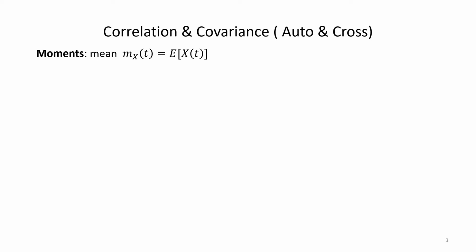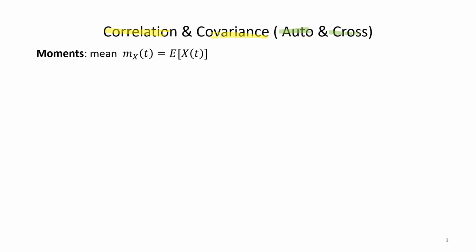We can also extend the concept of moment from random variable to random processes. We have two types here. We have correlation and then we have covariance. But even then, we have two subdivisions. One will be called the auto, and the other would be cross. So let's take it easy. Let's start with the mean, the first moment.